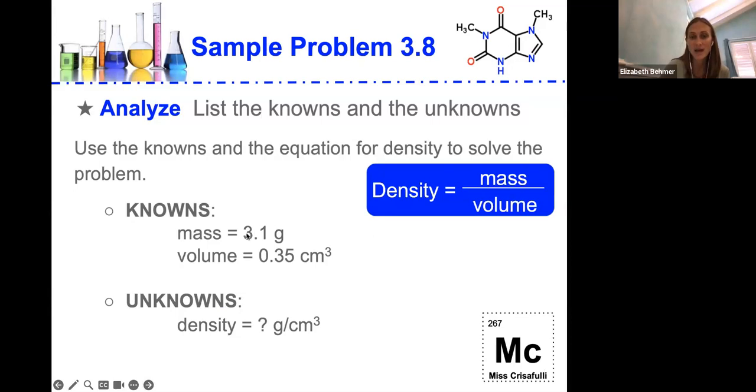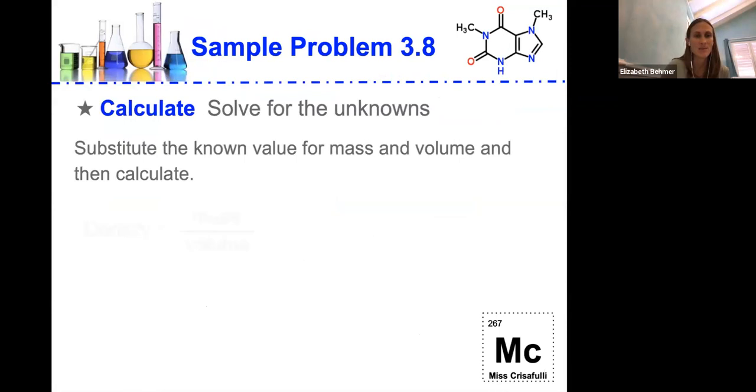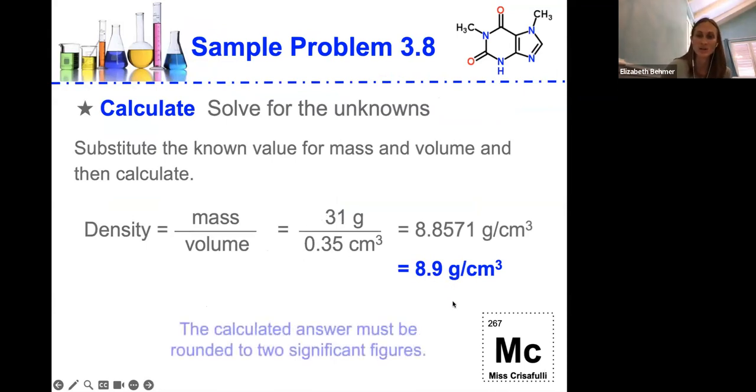So we just need to divide the mass by the volume to get our density, and we'll see if that makes sense. So for the density, we will get 8.8571, rounding it to two significant figures because that's what our problem is in. We get 8.9 grams per centimeter cubed.